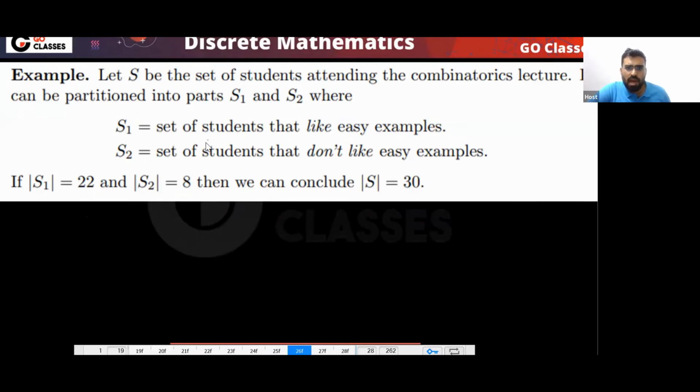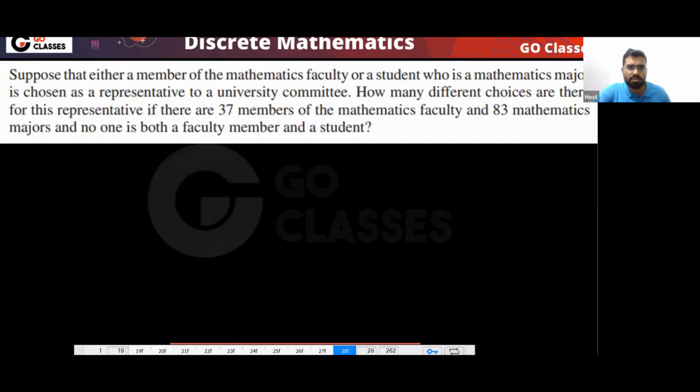Why? How can you say S1 and S2 are disjoint? Because it is very simple. If someone likes the easy example, then of course they are not in S2. If someone does not like the easy example, then they are not in S1. So basically S1 and S2 are disjoint. So finally I can say the total number of students will be 30. Okay, let's see this question. What is the answer?